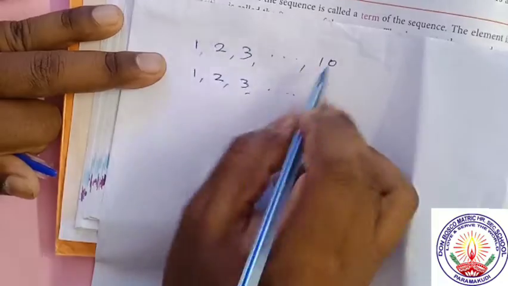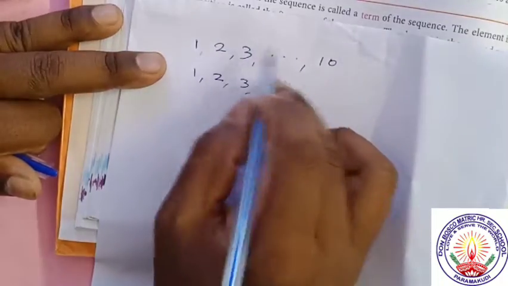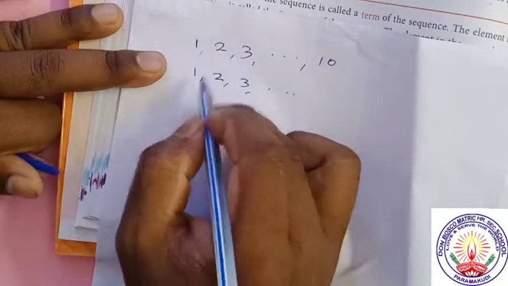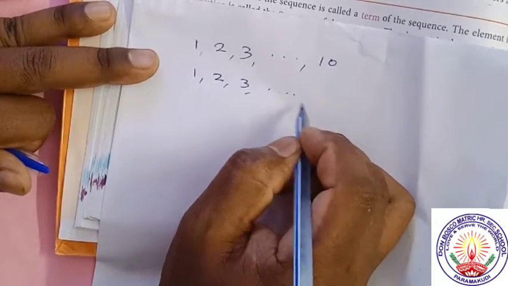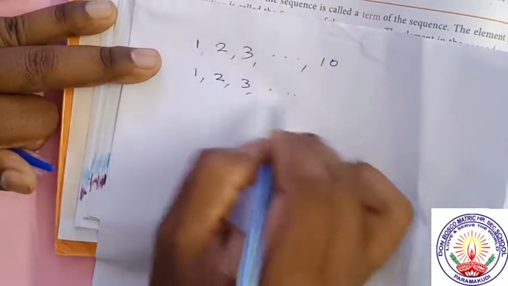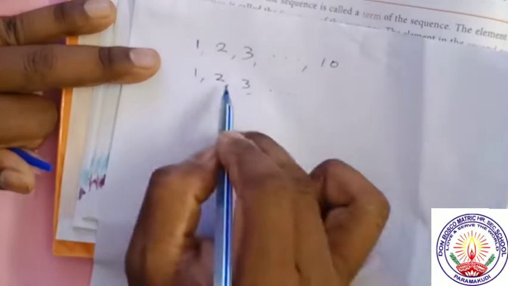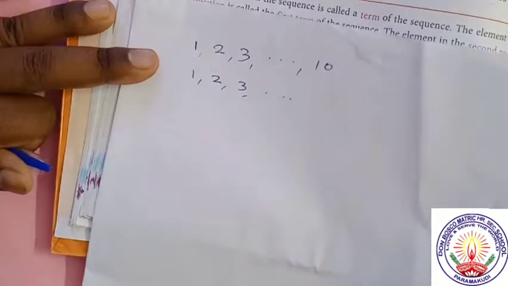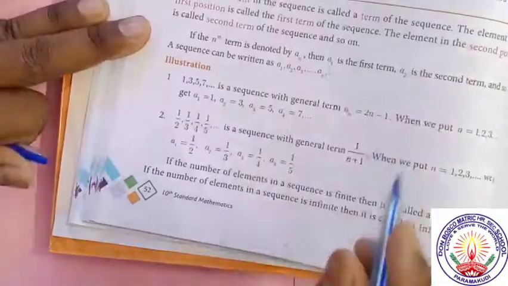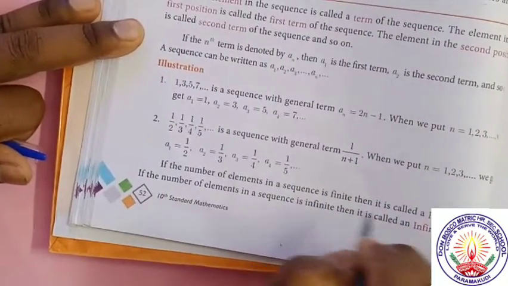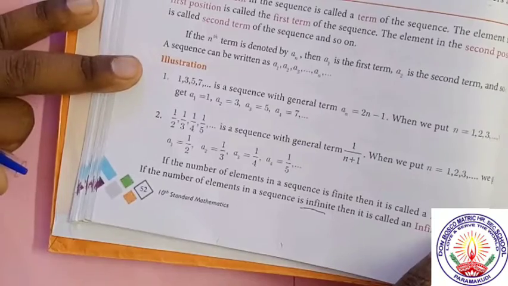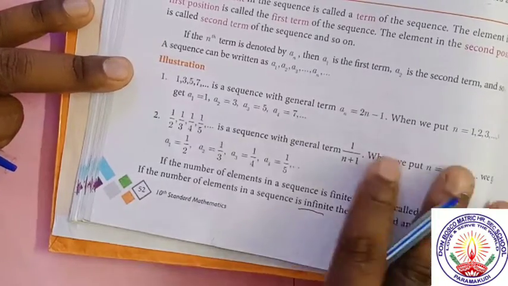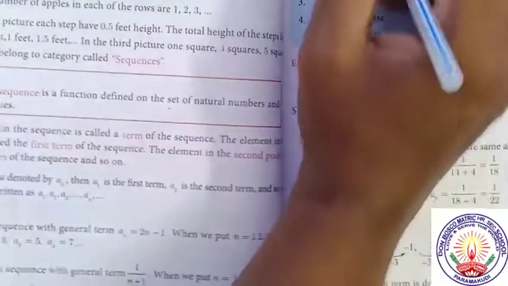A finite sequence means it will have finite elements. Finite means countable. An infinite sequence means it will have no final element, no last element. It goes up to infinity. So there is no end. So it is an infinite sequence. So a finite sequence means it will have finite elements. An infinite sequence means it will have infinite elements.